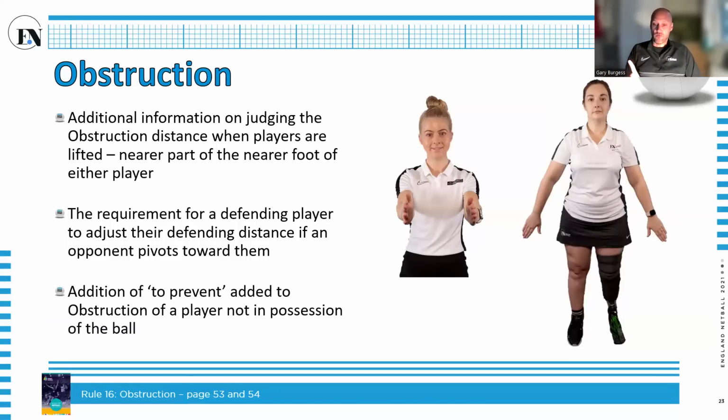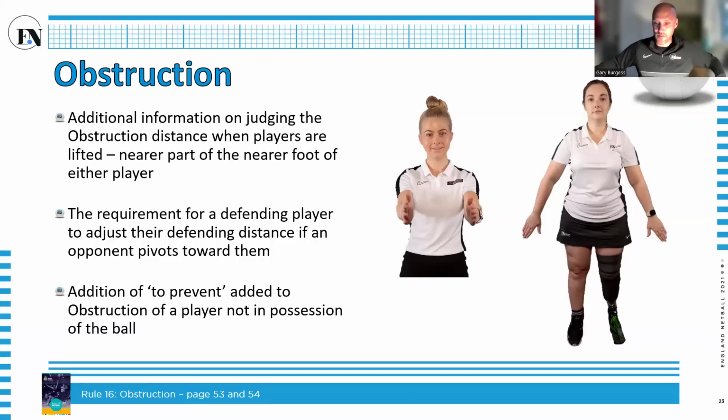Now, this wonderful picture on the right denotes the addition of prevent from obstruction of a player without the ball. Often it was found that players were being penalised unnecessarily for obstruction of a player not in possession of the ball, where their arms had been away from their body. So in theory, when umpires spotted their arms being away from the body, that was the snap that broke the rule. But in the new rules, arms can be momentarily away, like the old rules, but they have to be out and prevent. Okay, they have to prevent that player.